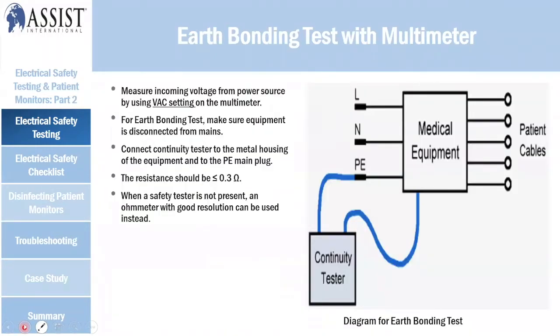Okay, this is the earth bonding test. Normally you can use a continuity test, measuring from the plug point earth line, the center one for class 1, to the equipment equipotential point. So you can measure the earth resistance, and it should be 0.3. And when you measure voltage, you need to use VSC, the incoming voltage. You can use VSC to measure that.